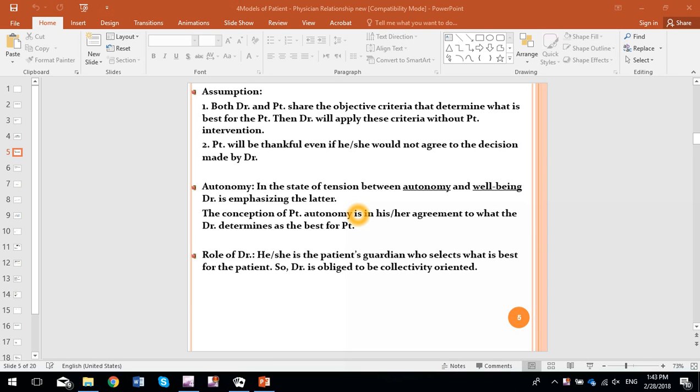And the conception of patient autonomy here is in his or her agreement to what the physician determines as the best for the patient. So this is the small role of patient autonomy: his agreement to what the doctor determines as the best for the patient.